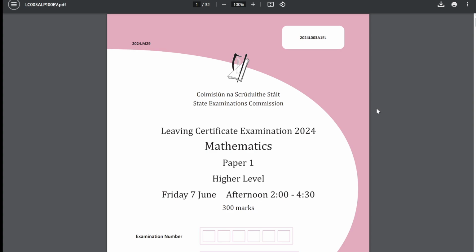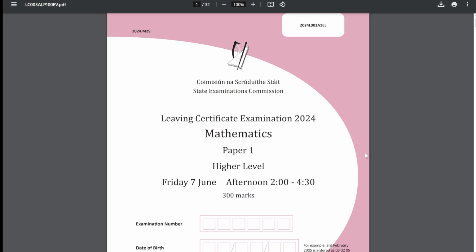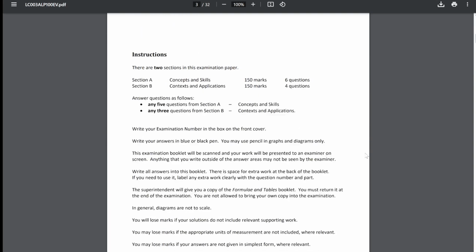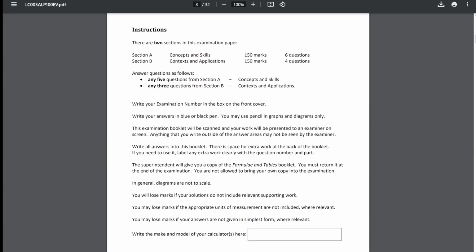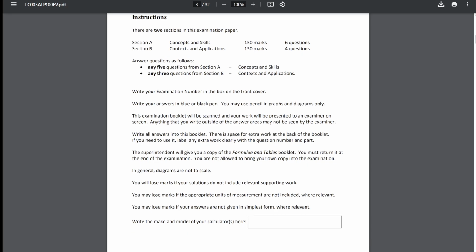Hello. This is going to be just a quick review of high level maths paper one that happened today, from someone who actually sat this exact paper. So it was very clearly, you know, with the COVID adjustments, we had to skip one question in section A and one question in section B.